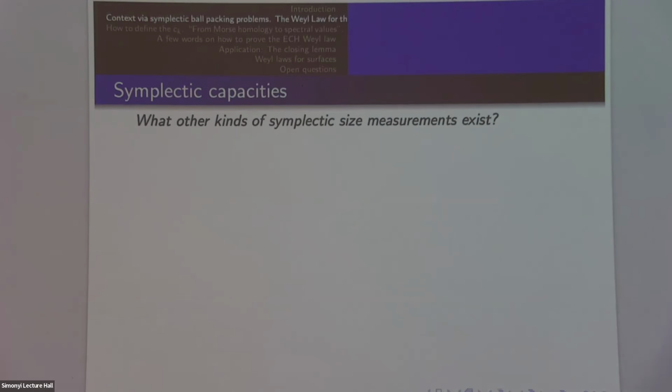Okay, so yes, we'd like more symplectic size measurements. We have this volume, and it turns out that special to dimension 4, and I'm going to talk about this more at the very end with the open questions, but remember what I said at the beginning, we still don't really understand these symplectic Weyl laws so well, but in dimension 4, there actually are some nice size measurements that work well.